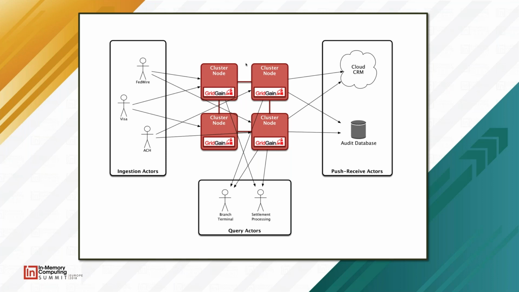We have a cloud CRM service, which could be something like Zora or Salesforce, and that's where we push our marketing information. So if we notice a customer doing something important from a marketing standpoint, for example, an auto loan payment coming in, we might decide to queue this up and send it to our cloud CRM service so this customer gets included in a future campaign to receive mortgage offers. We also have an audit database, where we send receipts for regulatory compliance, things like Sarbanes-Oxley and Dodd-Frank. So this is the basic overview of our system.